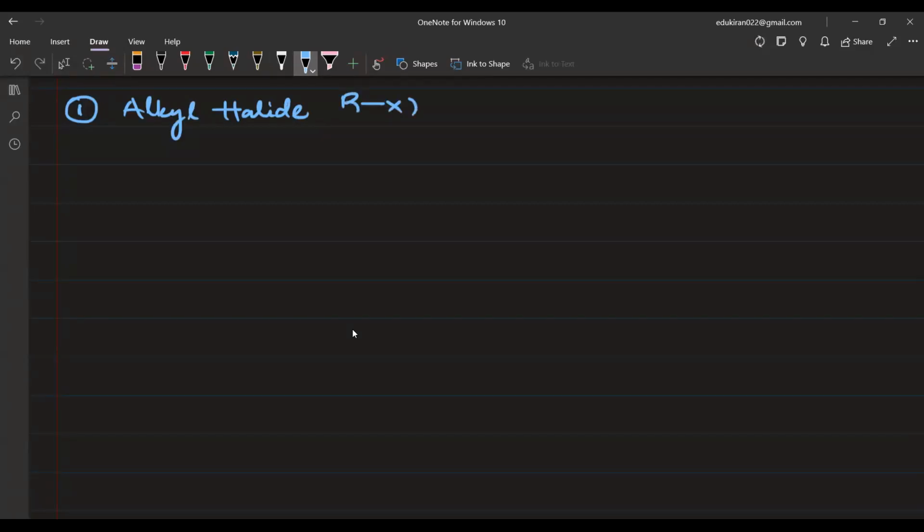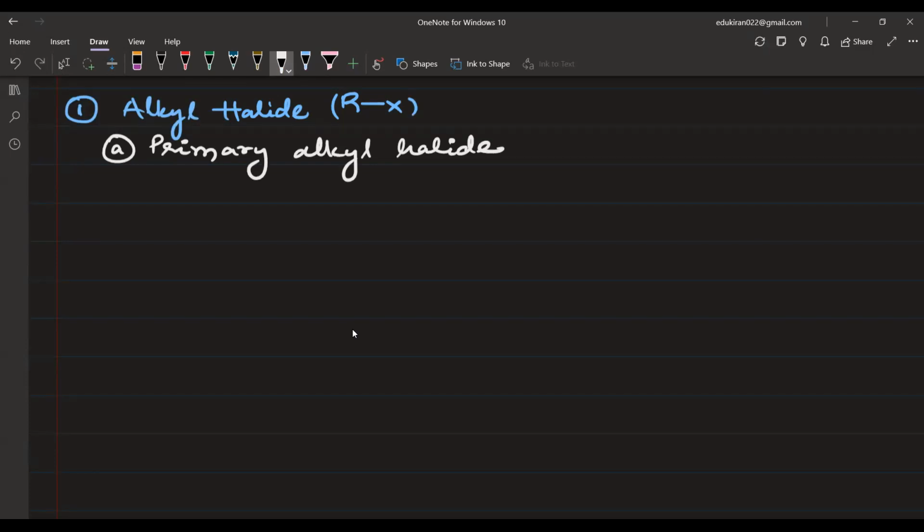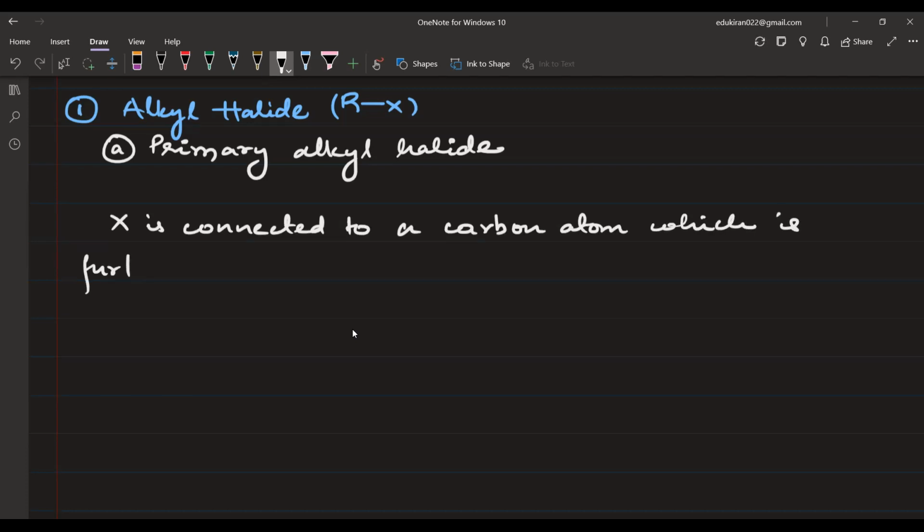Write the first topic, alkyl halide, just represented as RX. In this, first of all, you learn about primary alkyl halide. Okay. In primary alkyl halide, halogen atom X is directly connected, X means halogen is connected to a carbon atom which is further connected to carbon atom, right? One carbon atom.